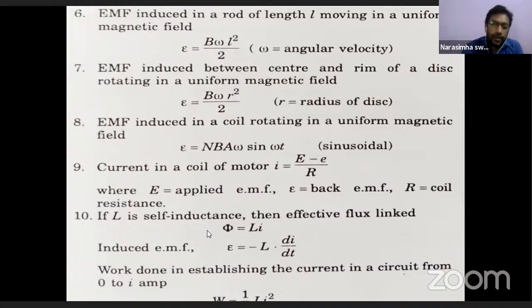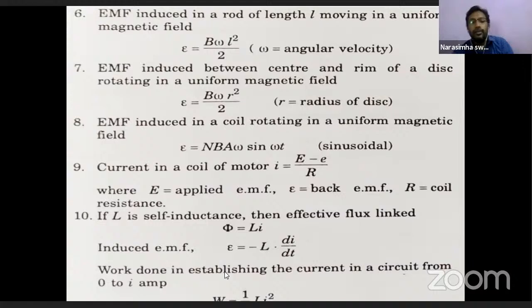And very, very important on this 10th one, more problems will be asked on what is called inductance. Self-inductance: the effective flux, after derivation, we'll get phi is equal to L i. Of course L is a constant here, phi is directly proportional to I, so L is the proportionality constant. And what is the induced EMF?